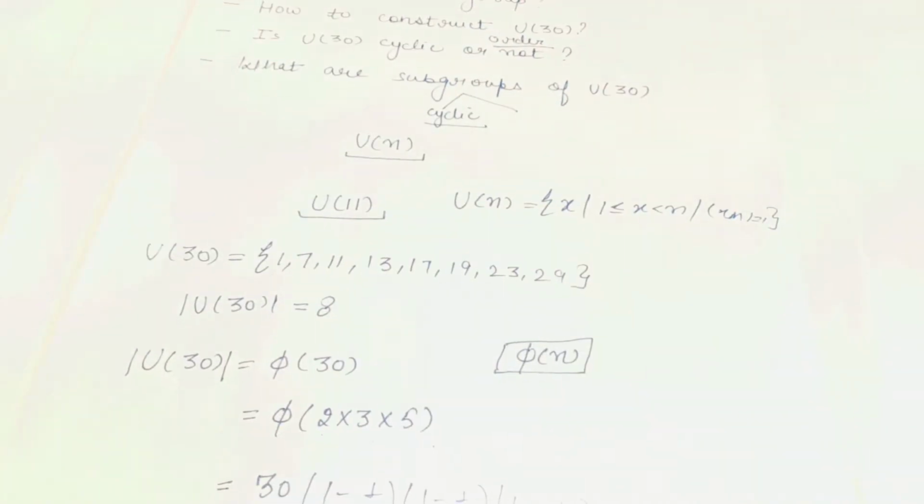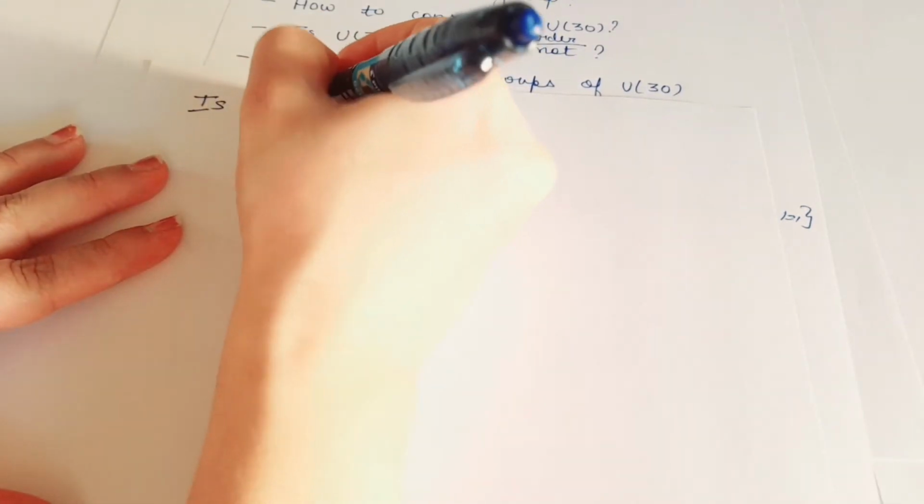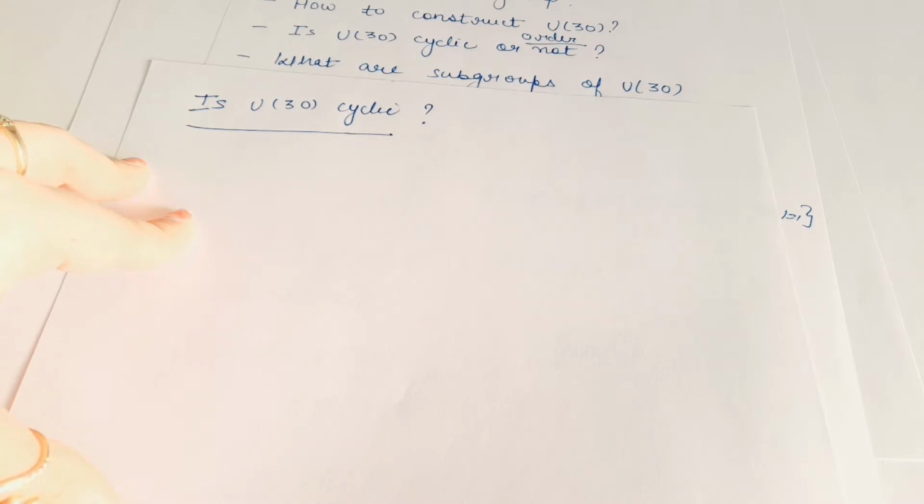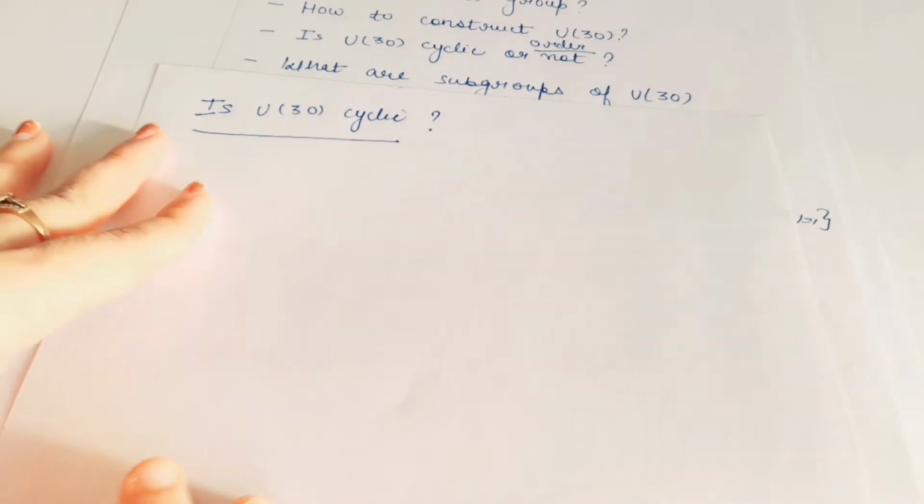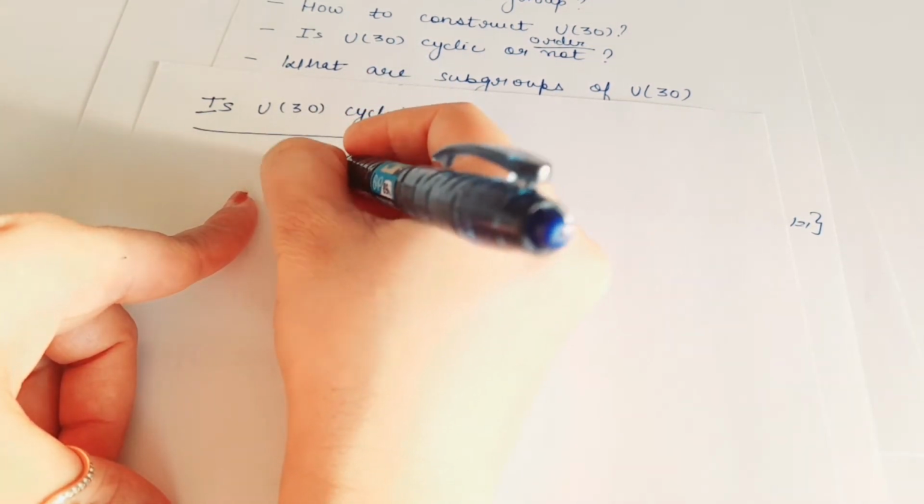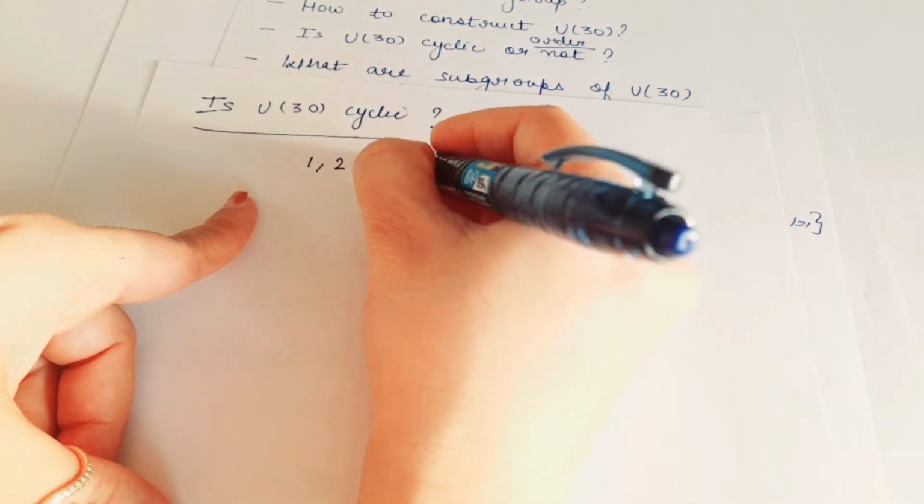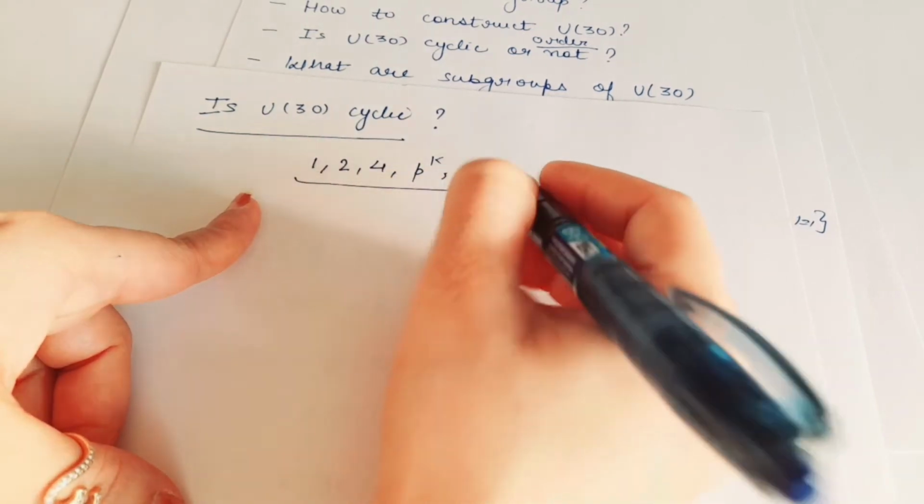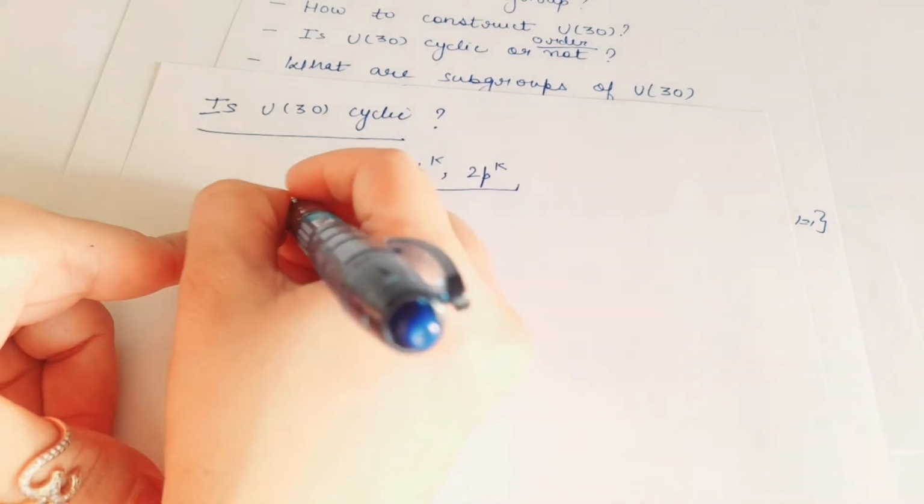Next we come to how to prove whether U30 is cyclic. Is U30 cyclic? I told you 3 methods in my previous video for checking whether UN is cyclic or not. One of the methods was to see whether n is of the form 1, 2, 4, p raised to power k, or 2p raised to power k. Here n is equal to 30.